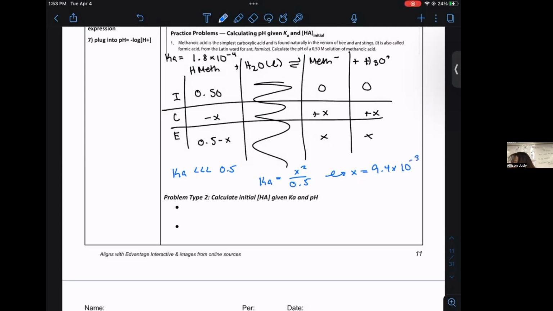Okay. And you should have then gotten a pH with that value equal to 2.02, approximately.